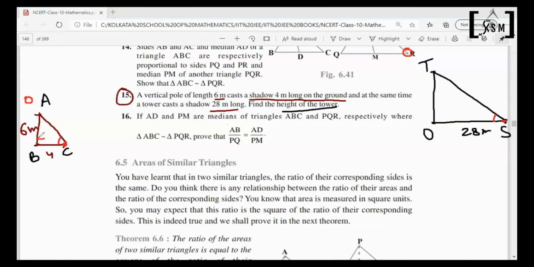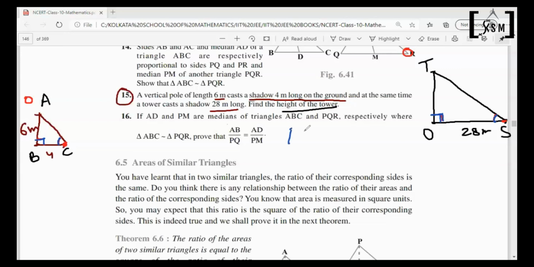And this angle is 90 degrees. So what we decided is that angle C will be equal to angle S, and this 90 degrees is equal to this 90 degrees. So triangle ABC and triangle TOS have two equal angles.